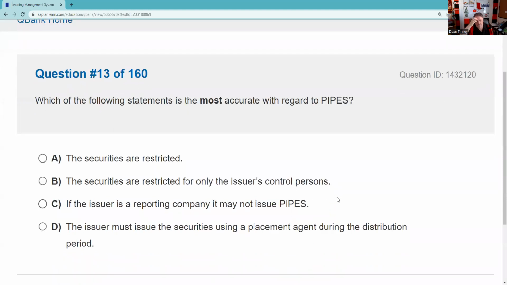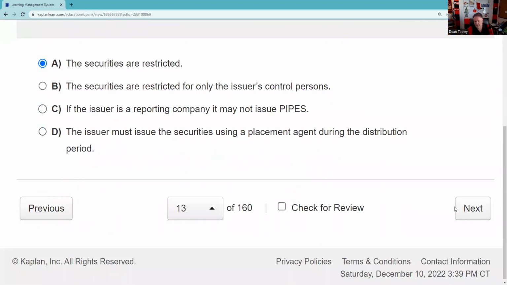Which of the following statements is the most accurate with regard to PIPEs? So, another question about a private investment in a public entity. The securities are restricted. Exactly right. That's why it's called a private investment, and then the issuer will register them. So it's A. The securities are restricted.